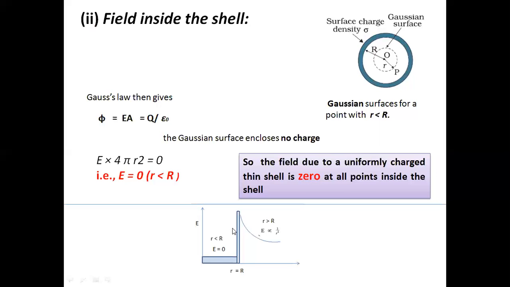Now what happens to the field exactly on the surface? At that time small r is equal to capital R, and E is directly proportional to 1 divided by r square. And the third condition is when small r is greater than capital R. Then the electric field varies as E directly proportional to 1 divided by r square.